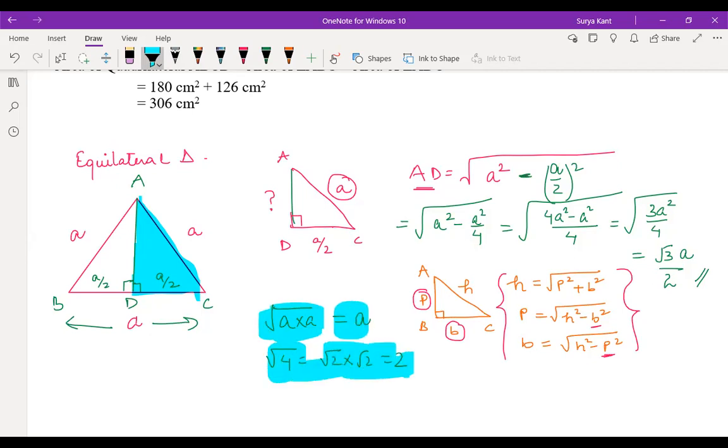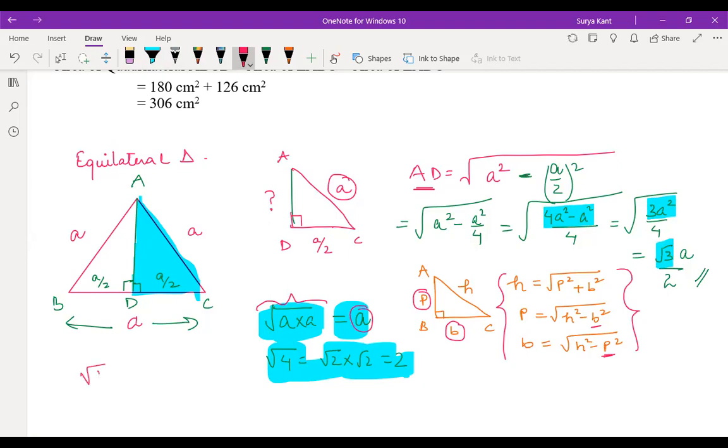See here, 4A square minus A square is root 3A square. The root 3 is alone over here, so we write root 3 as it is. A square means root of A into A. This is repeating twice. If anything is repeating twice, we take it out as what? A. Is it clear? Yes, sir.